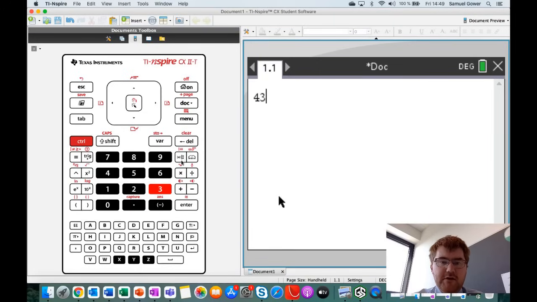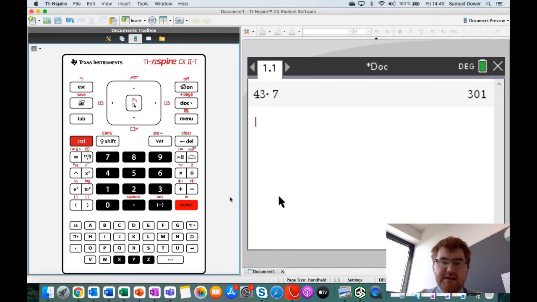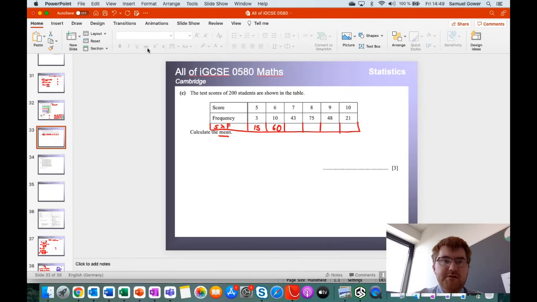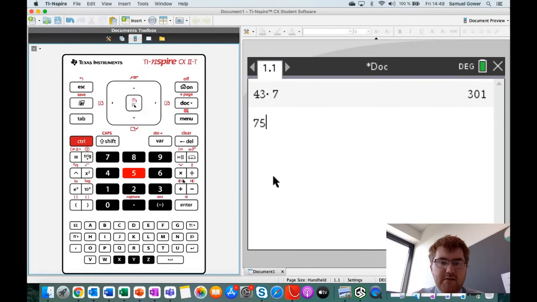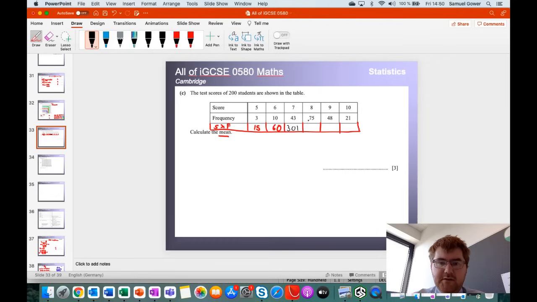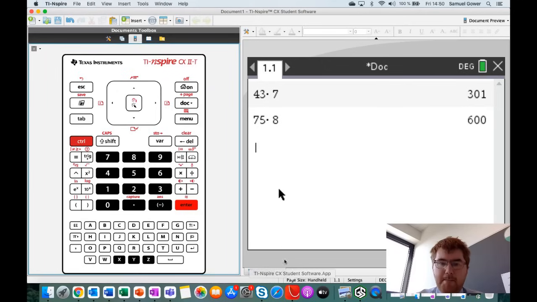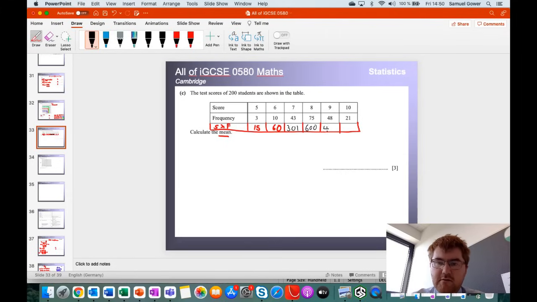So we've got 43 times 7, so that's equal to 301. As we go along, maybe I can just draw on here, make it quicker. This is 301, and back to the calculator, 75 times 8. So we're just working out all these different numbers here, so 600. So this is going to be 600, 48 times 9, 432. And lastly, this is 210.